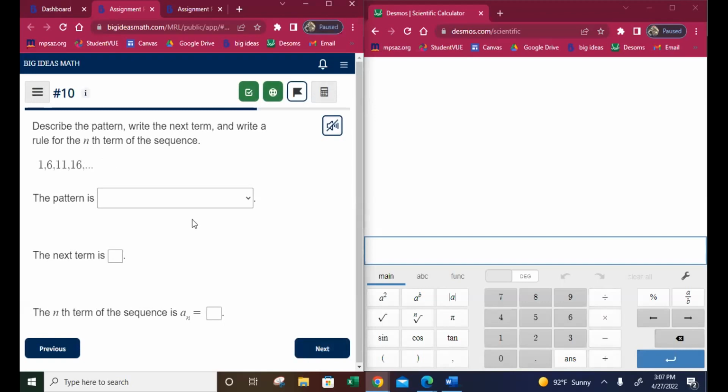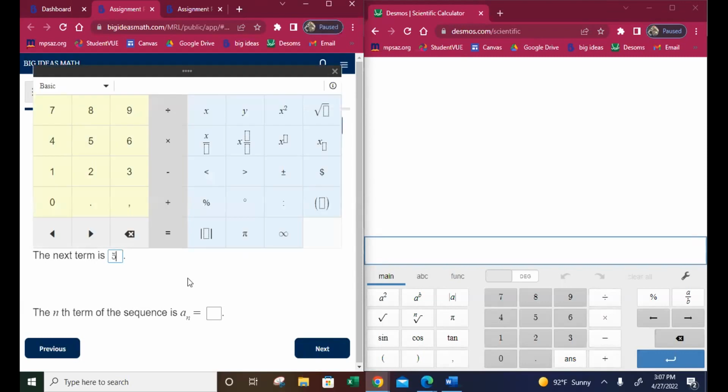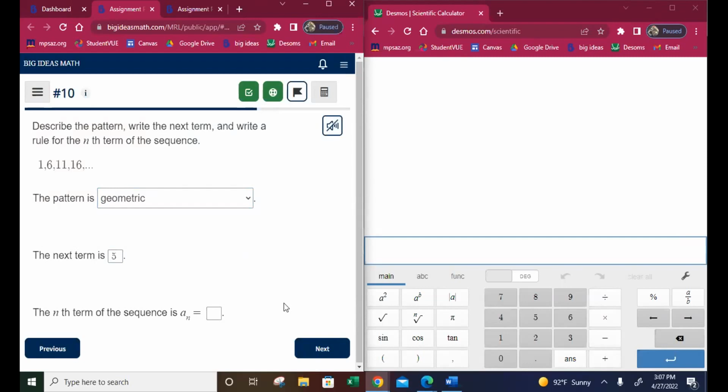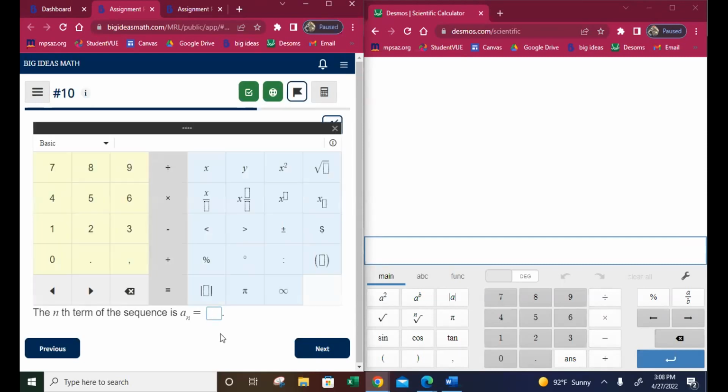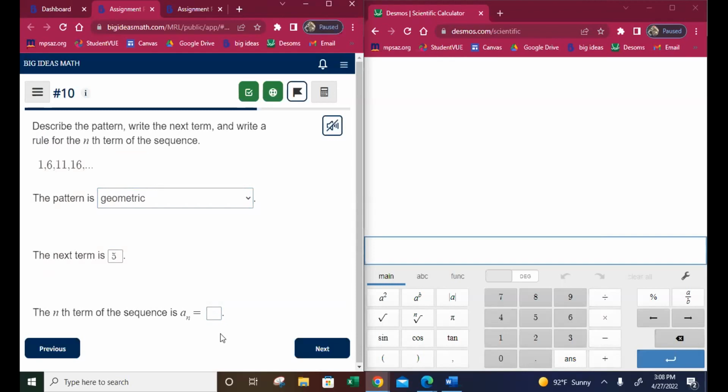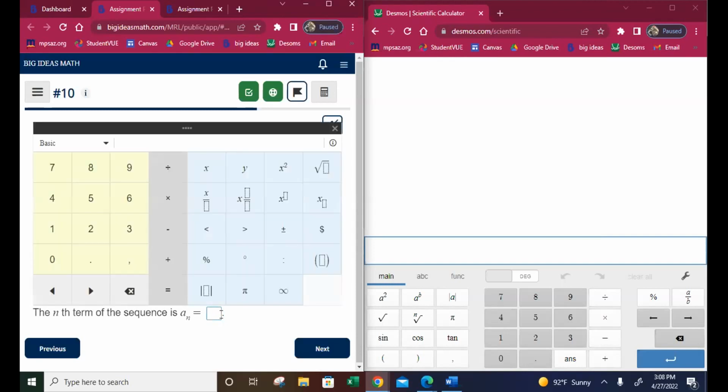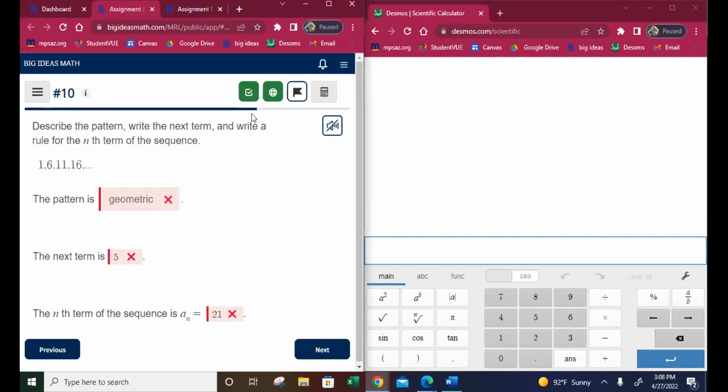All right, so let's look at this one. Is it going up by the same amount? Is it going up by 5? Yeah, it is. So this is geometric. If it goes up or down by the same amount, it is geometric. The next term you can figure out pretty quickly. It is not 5. The next term means what comes after 16. 21? Yes.